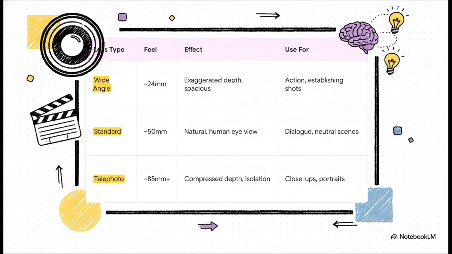Believe it or not, you can actually prompt for the feel of a specific camera lens. A wide-angle lens, for example, will give you that big, exaggerated sense of space. Awesome for action or establishing shots. A standard lens is going to feel more like the human eye, so it's perfect for neutral scenes and dialogue. And then a telephoto lens, that's the one that compresses the background and makes your subject pop, which is fantastic for really isolating them in a close-up or a portrait.